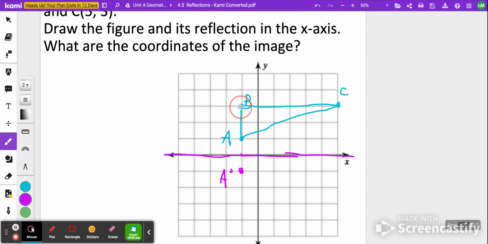Same thing for B. I'd start at B and count 1, 2, 3 steps away from the x-axis. So I need to go 1, 2, 3 steps away on the other side. And then finally, C is 1, 2, 3 steps away again. So 1, 2, 3 steps away on the other side and label it C prime. Once you connect your points together, you should notice that your triangle has now been reflected across the x-axis.